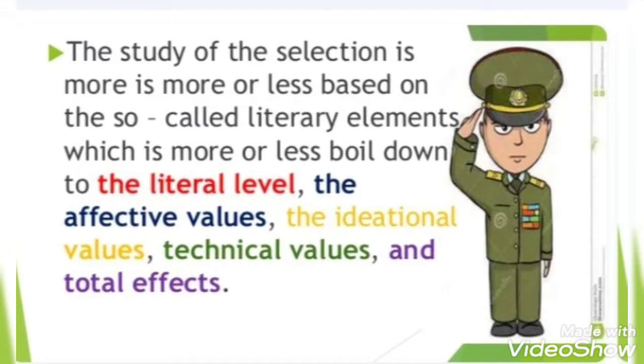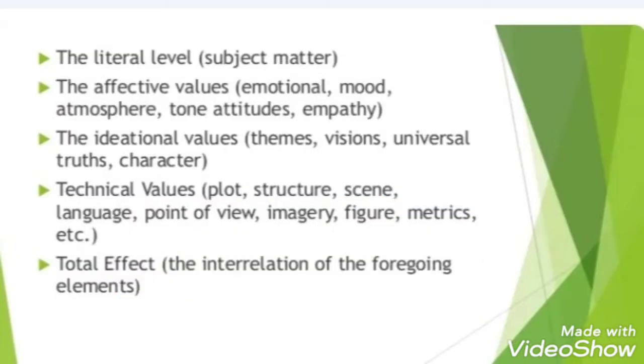The study of the selection is based on the so-called literary elements, which are boiled down to the literal level, the effective values, the additional values, technical values, and total effects. The literal level is the subject matter. The effective values are emotion, mood, atmosphere, tone, attitudes, and empathy. The additional values are themes, visions, universal truths, and characters. Technical values are plot, structure, scene, language, point of view, imagery, figures, metrics, etc. Total effects are the interrelation of the foregoing elements.